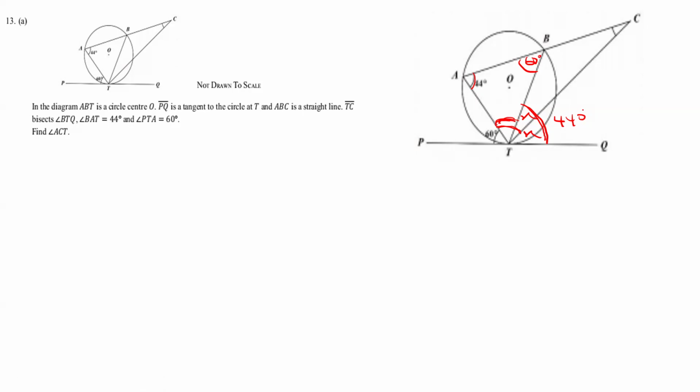Okay, so once we said that the whole of this is 44, and we know that this line bisects this angle, then we know that this is 22, this is also 22. Is that clear? Is that okay, my professors?